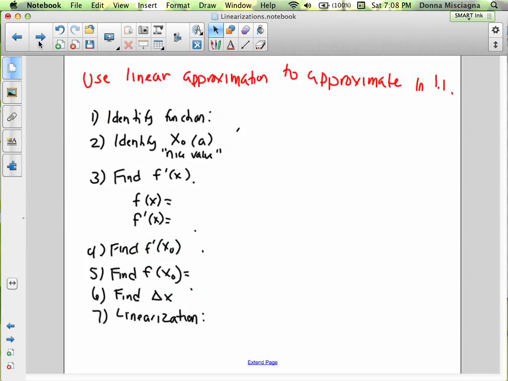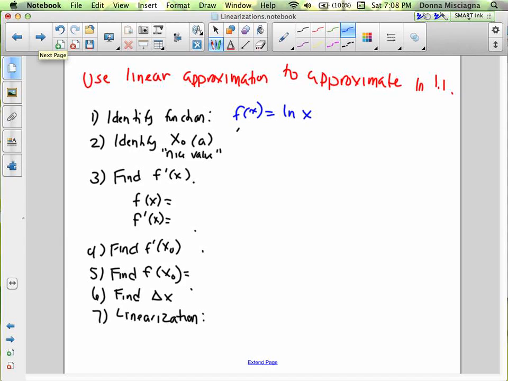All right, so use linear approximation to approximate the natural log of 1.1. I think all of these are in your notes. Could be wrong, but I think so. All right, so first let's identify the function. So it's going to be f of x equals natural log of x, right? That's what our function would be.